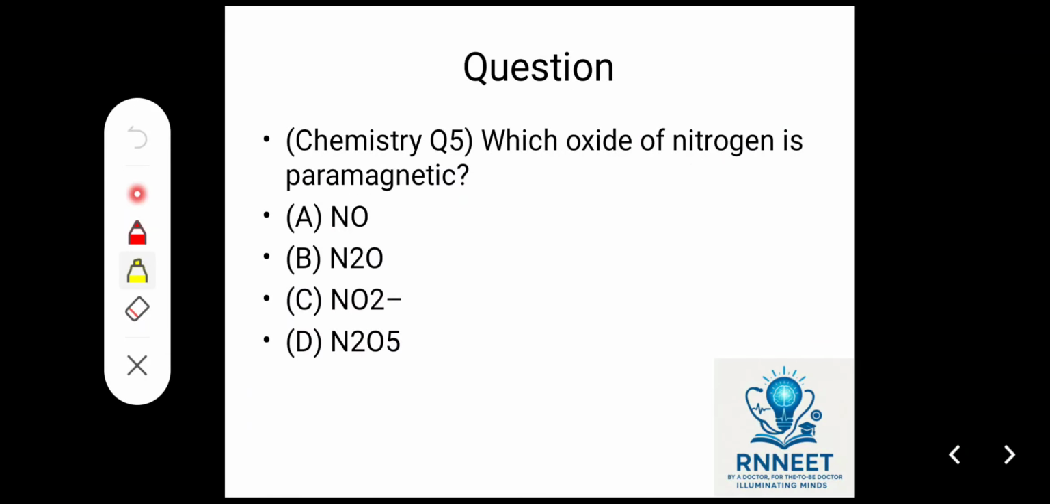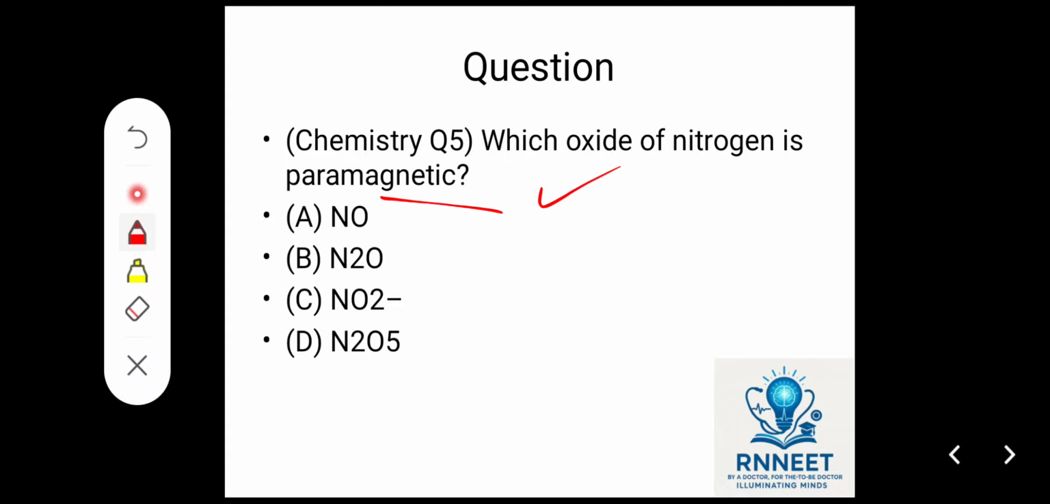Perfect. Next question. Which oxide of nitrogen is paramagnetic? This is another very common question which asks you different oxides and they confuse you with different things. The first thing you need to do here is to identify which is paramagnetic.